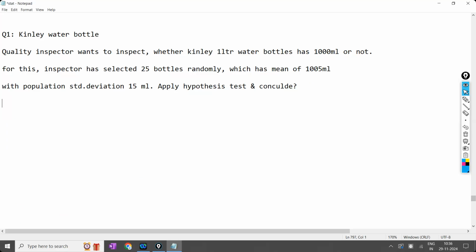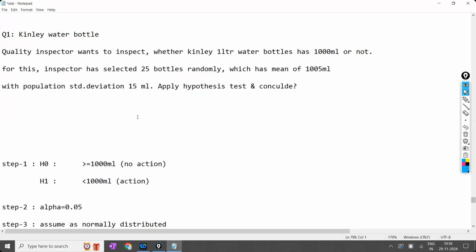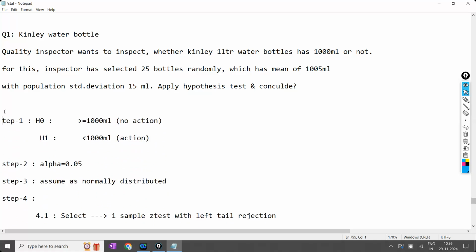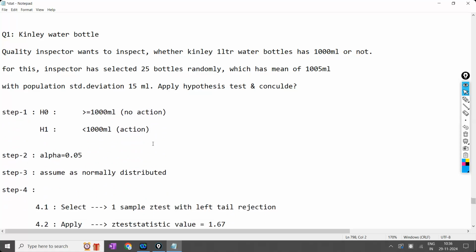Now, what is the answer? What are the steps? Tell me. What is the starting one? Step one. Null and alternate hypothesis. For this, what are the null and alternate hypotheses? When will the quality inspector take action, and when will he not? If it is less than 1000 ml, he will take action. If it is greater than or equal to 1000, he will not take any kind of action. That is your step number one.